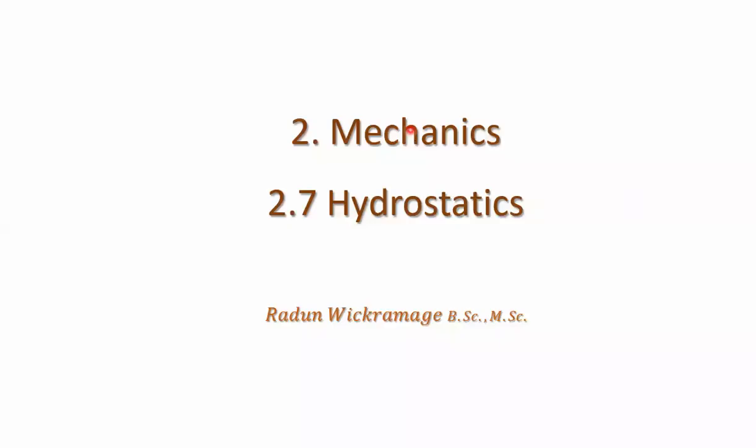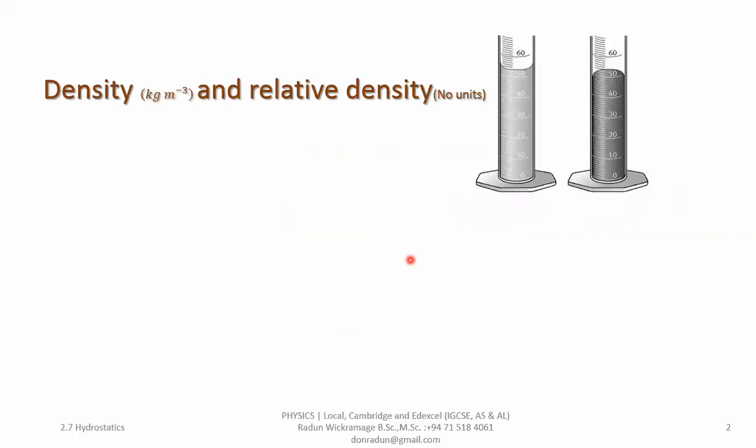Okay, Unit 2 Mechanics, Competency Level 2.7, Hydrostatics. First of all, let's talk about density. So when we are talking about density, let's take an example.